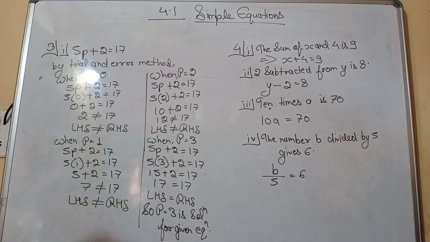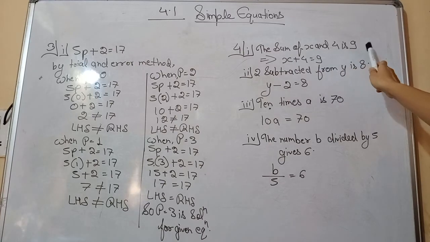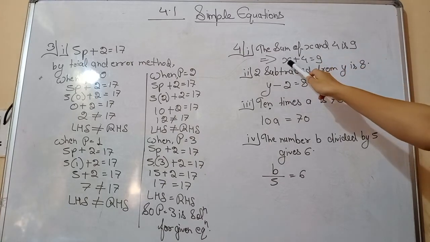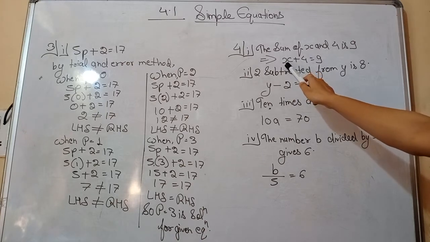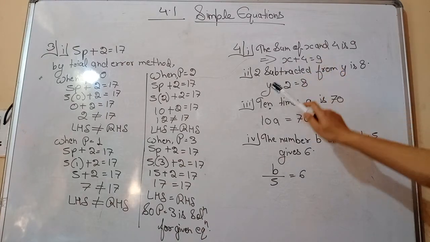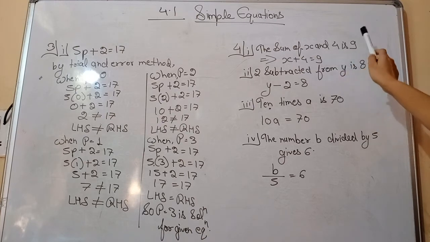Now in the fourth question, what we have to do is, some statements are given and we have to form equations out of them. Like what is the statement? The sum of x and 4 is 9. Sum means addition. The sum of x and 4 is how much? 9. So this is our statement and we have formed this equation out of this statement.